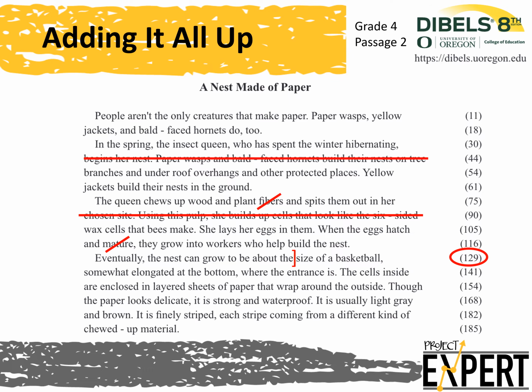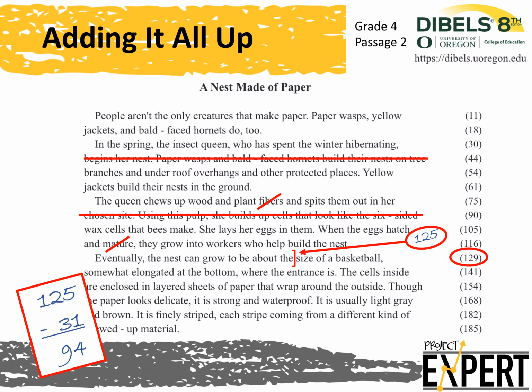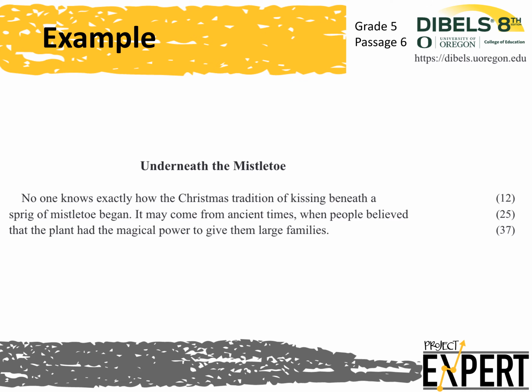Before subtracting out errors, the total number of words for this probe is 125. Next, you add up the number of errors. In this case, the student made 31 errors. 125 words minus 31 errors leaves us with 94 words read correctly in 1 minute.